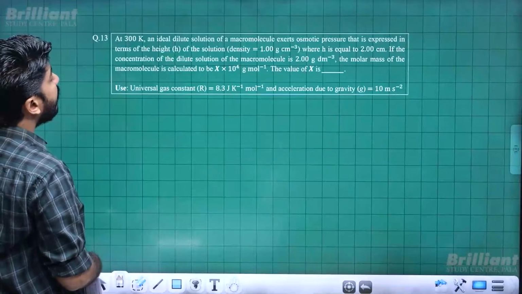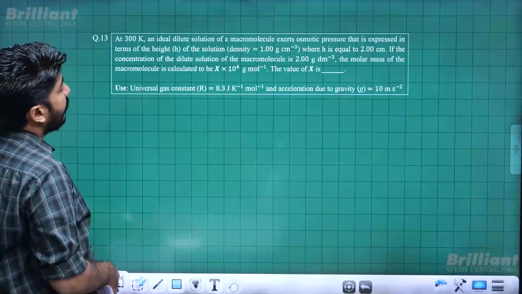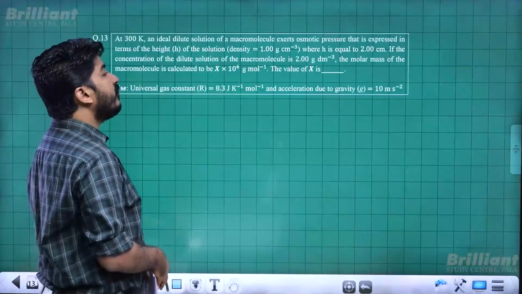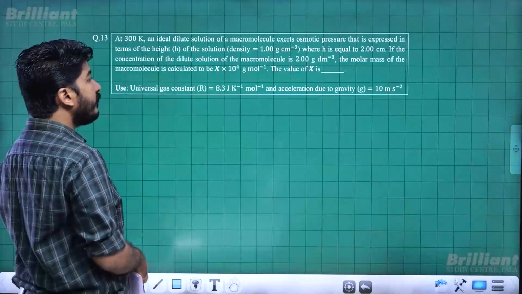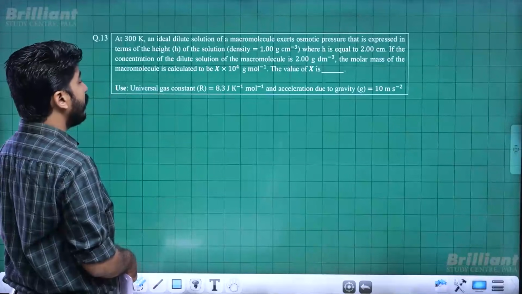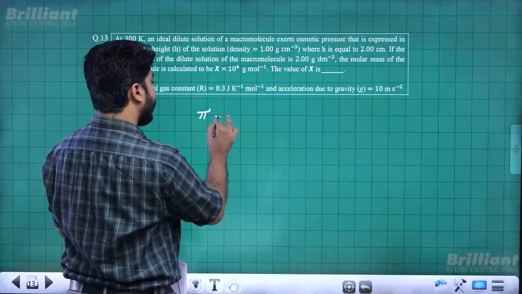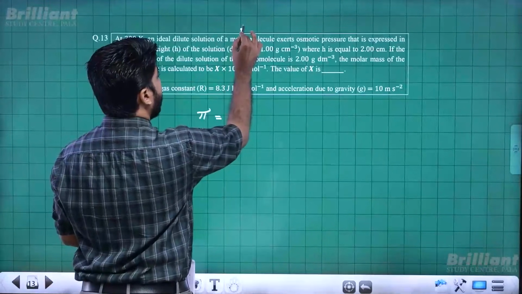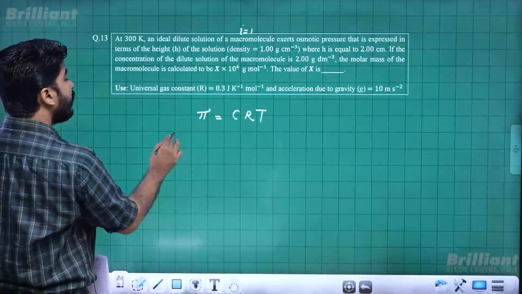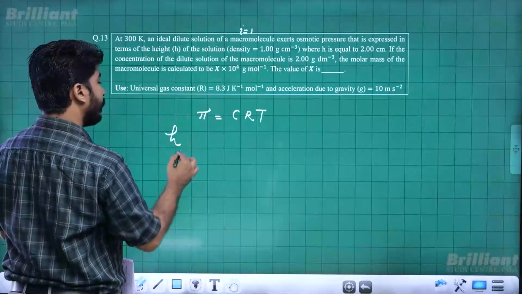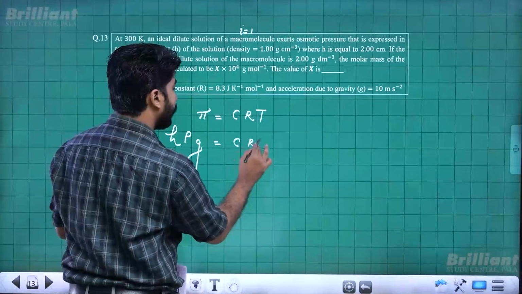At 300 Kelvin, an ideal dilute solution of a macromolecule exerts osmotic pressure expressed in terms of height of the solution. Solution density is given, where H is equal to 2 centimeter. If concentration of dilute solution of the macromolecule is 2 gram per decimeter cube, molar mass of the solute molecule is calculated to be. Okay. So we know for ideal dilute solution pi is equal to iCRT, where we take i value for the macromolecule as 1. So CRT, and pi is represented in terms of solution height. So H rho g is equal to CRT. So this is the working formula here.